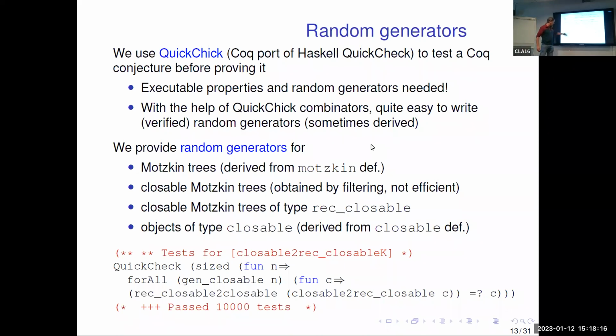And so then you can test some properties. Here you have a test which checks whether rect closable to closable applied to rect closable of C is actually equal to C. And here you have 10,000 tests which are carried out. Once you manage to do that, you're pretty confident you can try and make a formal proof of the statement, because it's easier to prove a true statement.